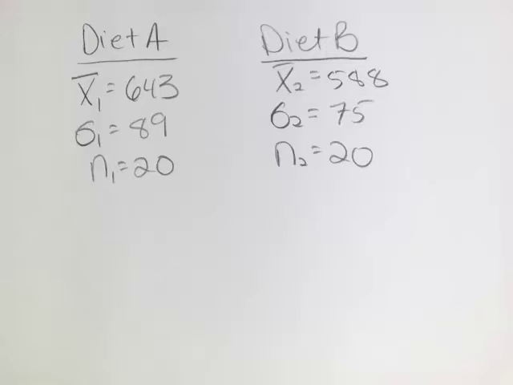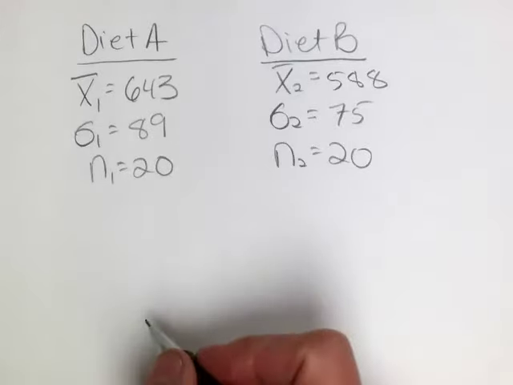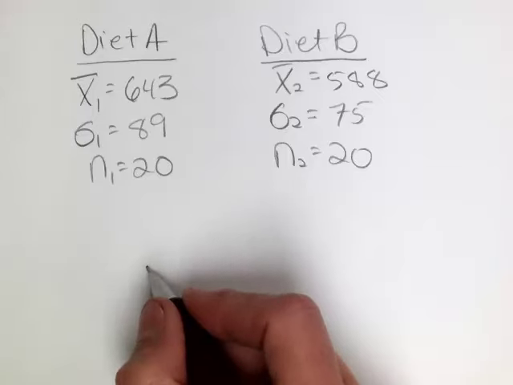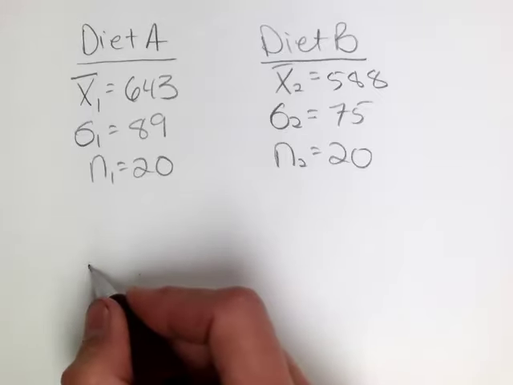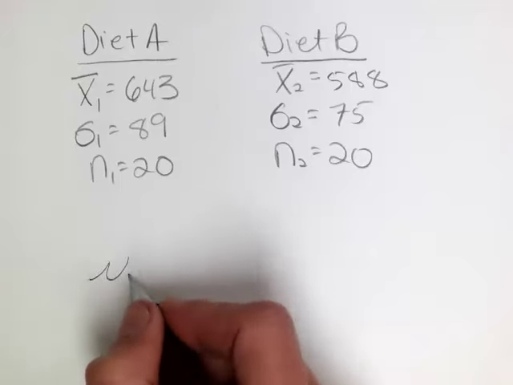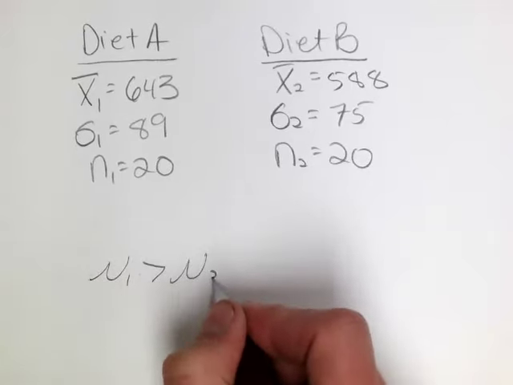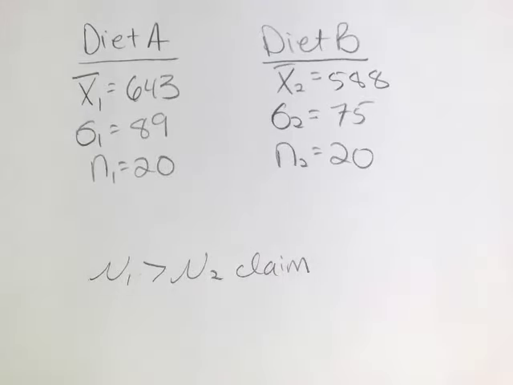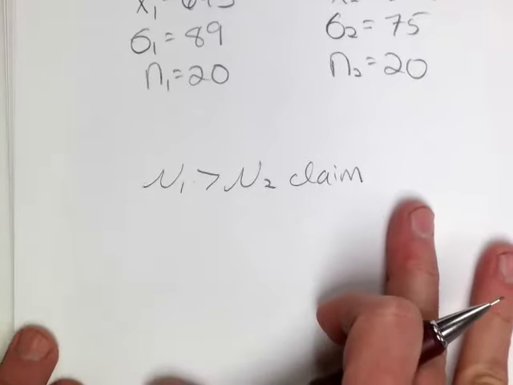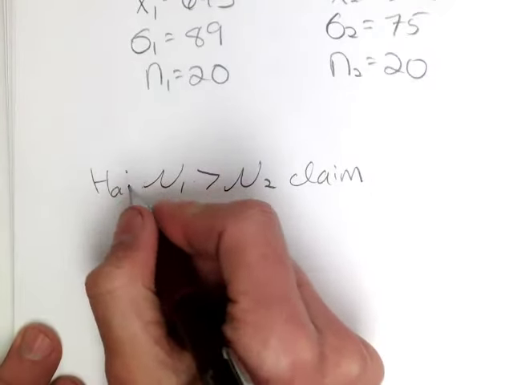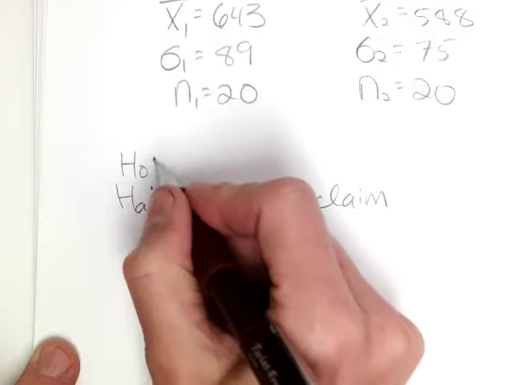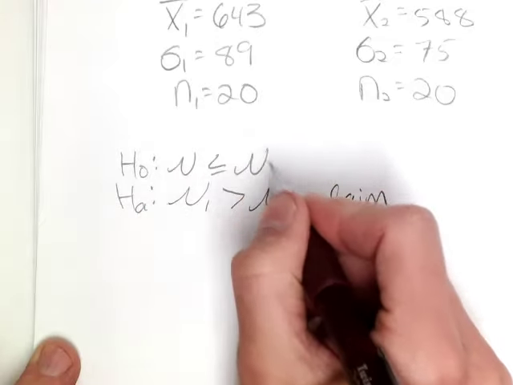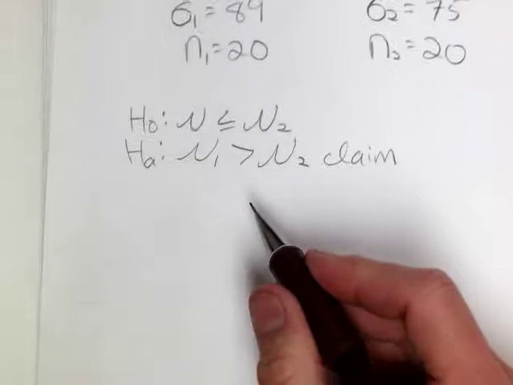So the claim is that the mean amount spent in the first 3 months by clients of diet A is greater than that of diet B. In terms of mu sub 1 and mu sub 2, this will be mu sub 1 greater than mu sub 2. So this is the researcher's claim. Because this does not contain the case of equality, this makes this the alternative, which forces the null to be mu 1 less than or equal to mu 2. So this is an upper tail test.